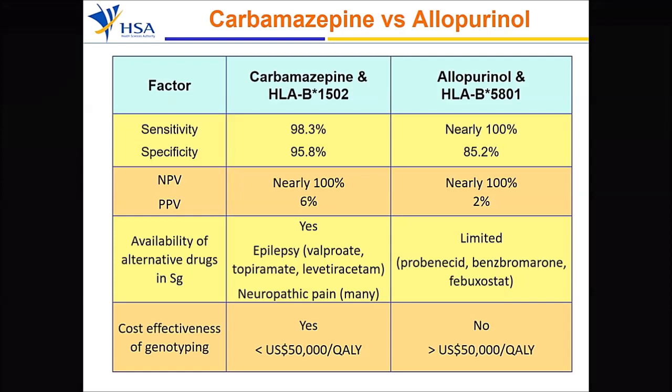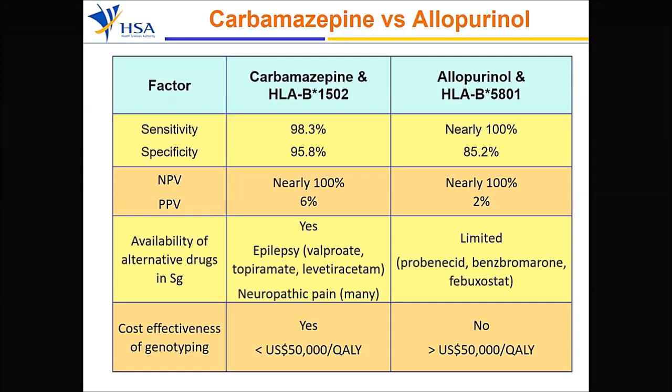So in debating this, we had a lot of discussions for carbamazepine with people, with neurologists. And fortunately, there are good alternative drugs for epilepsy and neuropathic pain, which are the indicated indications for carbamazepine. And these drugs have comparable efficacy. The story is quite different for allopurinol. Allopurinol is the first-line drug, so it has the best efficacy.